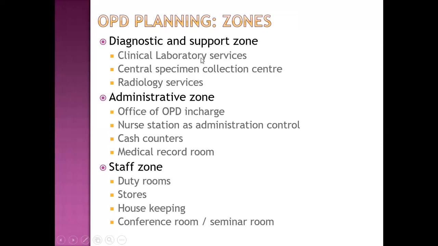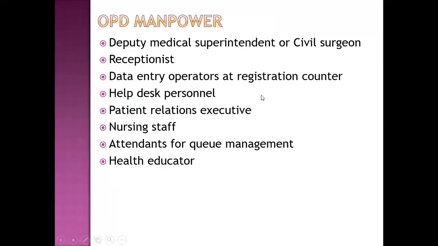Then diagnostic and support zone. It has clinical laboratory services, specimen collection center, radiology service. Then administrative zone. Here we have office of OPD in charge. Usually it is of the rank of deputy medical superintendent. Then nurse station as administration control, cash counters, medical record room, then staff utilities, including duty room for staff, stores, housekeeping, conference room, and seminar room. So these are various zones of OPD.